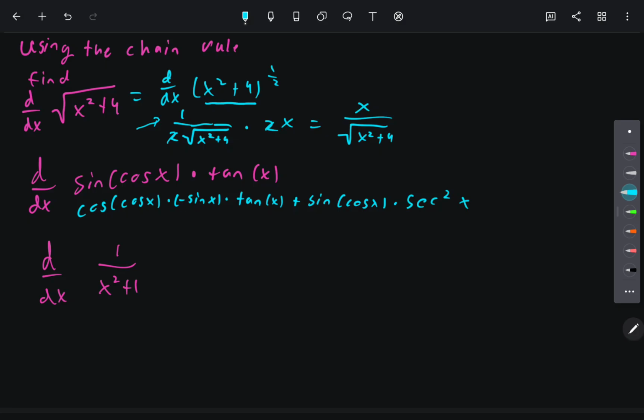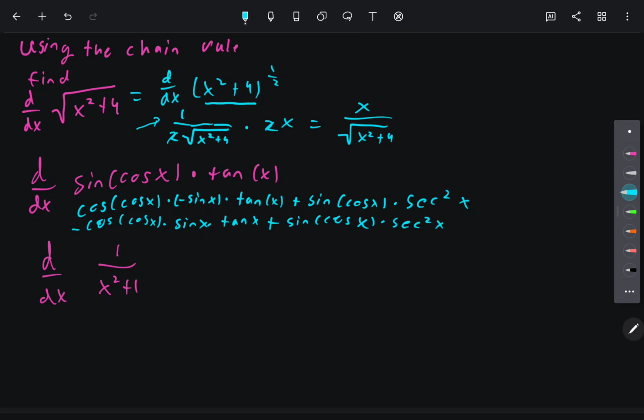And now just expanding this all out, we will get negative cosine of cosine of x times sine of x times tangent of x plus sine of cosine of x times secant squared of x.